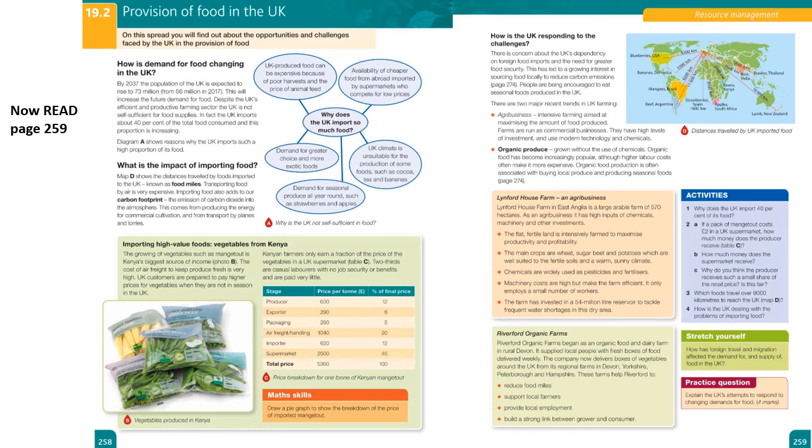Okay, so now I'd like you to read through page 259. It also does touch on organic produce as well, which we've come across before. So we're not going to go back over that again, but we're going to talk about the agribusiness, as I said. So read the definitions again on there, read some of the other information. There's an example of Linford House Farm, just to get some idea of an example of one. Just read through that, and that'll prepare you for the next task. Pause down, get reading.